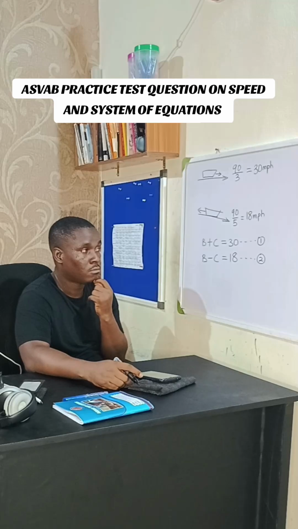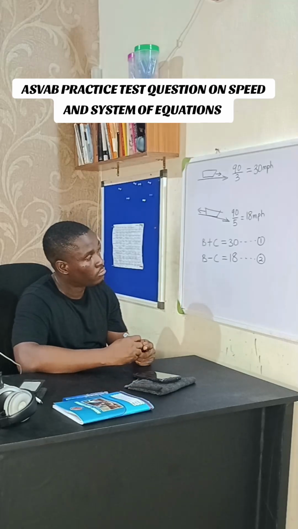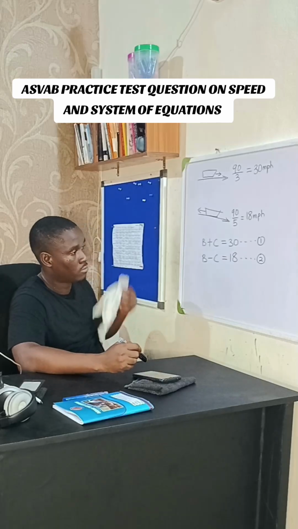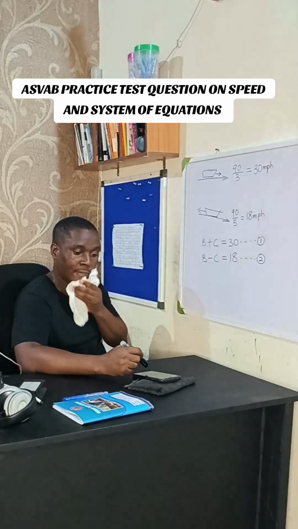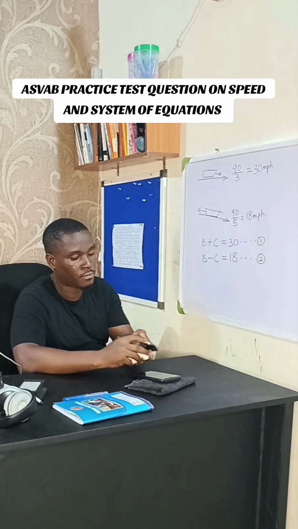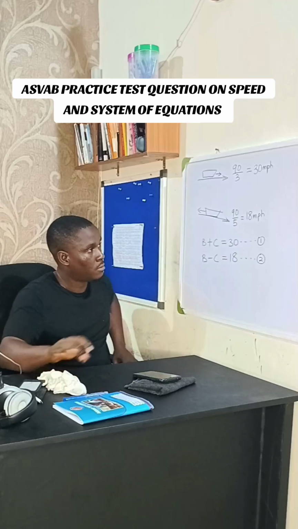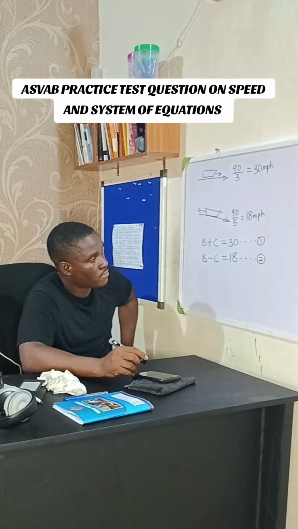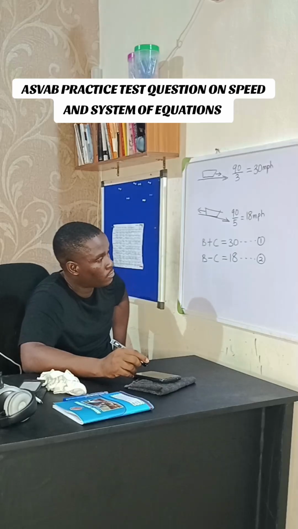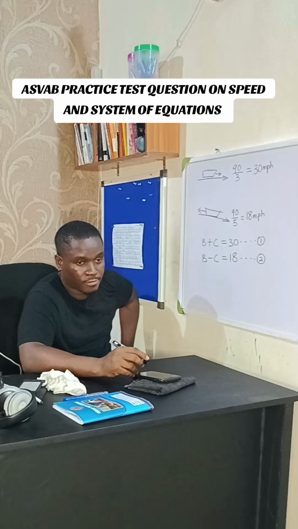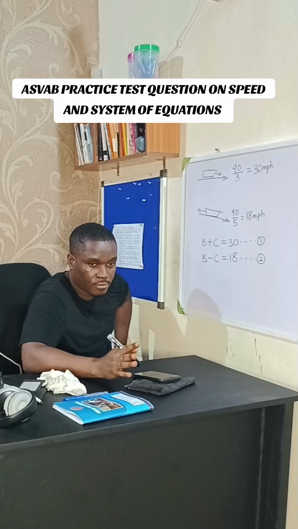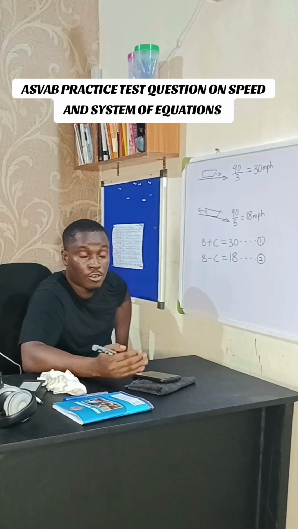30 minus 18, I'll get 12. And then looking at the time difference, based on upstream and downstream, downstream was 3 hours and upstream is 5 hours. So 3 minus 5 will also give me 2. And I will divide 12 by 2, and that will give 6. Okay, and that's correct. That will be the speed of the current.